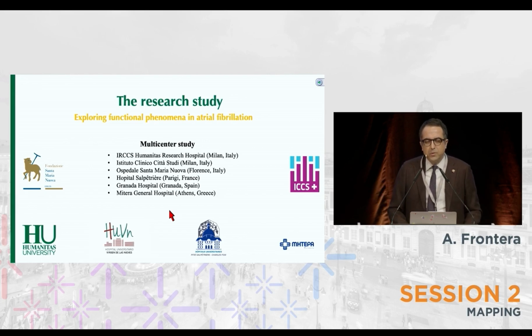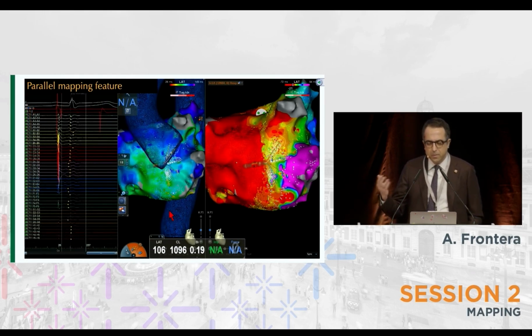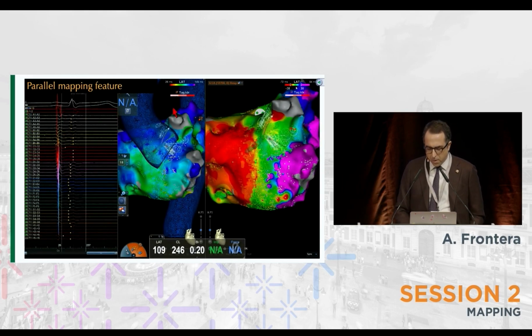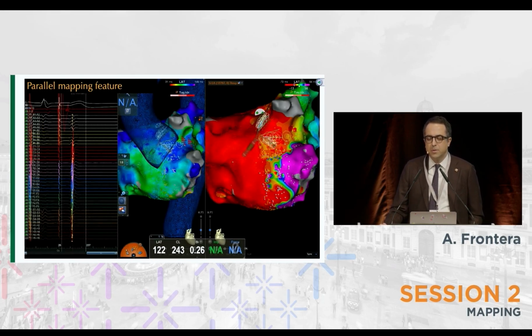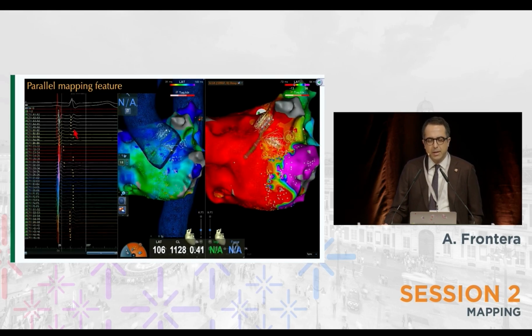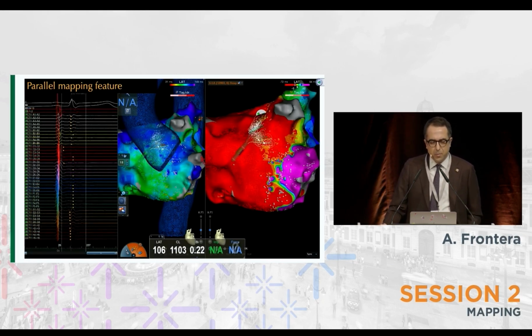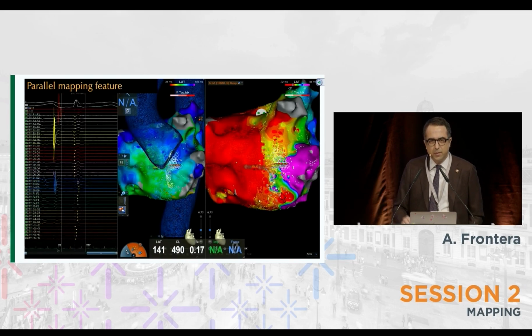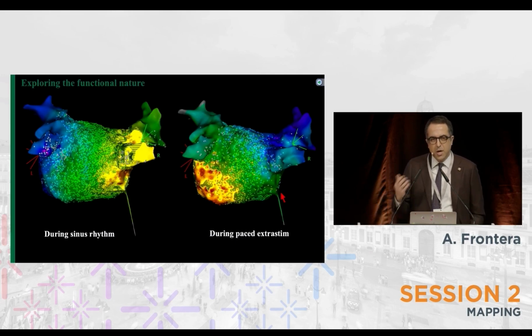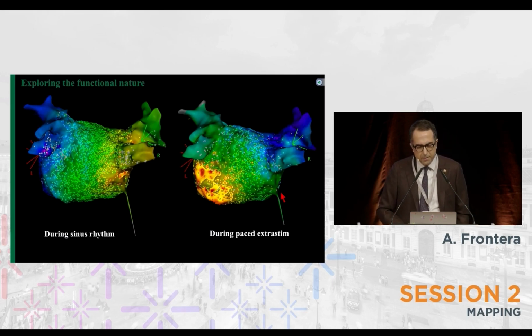So we involved other centers, and we chose CARTO for several reasons: for the Octaray, for the excellent mapping feature of the parallel mapping, I think everyone knows. So basically, you can build at the same time 2 maps, one during sinus rhythm and one during extrastimulus. You see here, we have a free sinus beat and then an extrastimulus. And the extrastimulus was delivered from the distal coronary sinus with a coupling interval of +40 of the local refractory period. So we had the chance to have, during the same mapping time, 2 maps during sinus and during pacing.